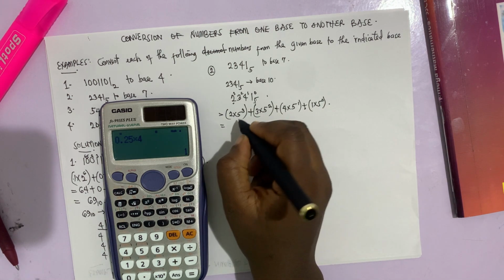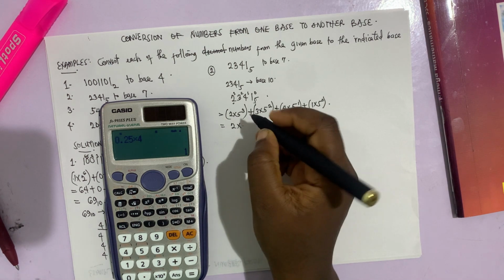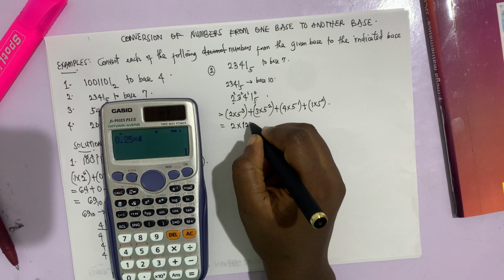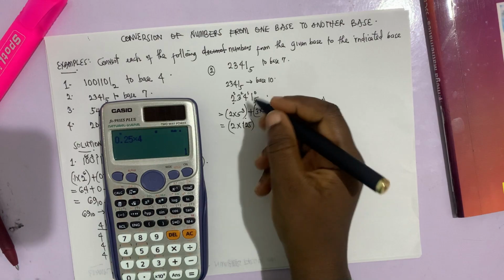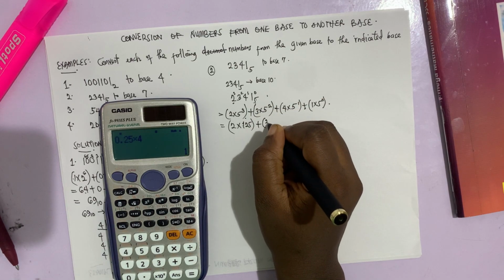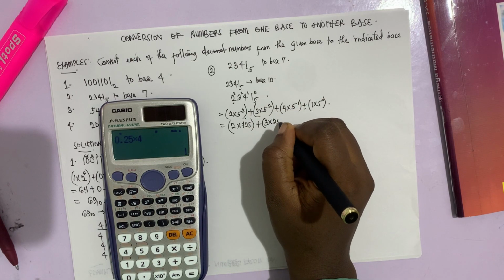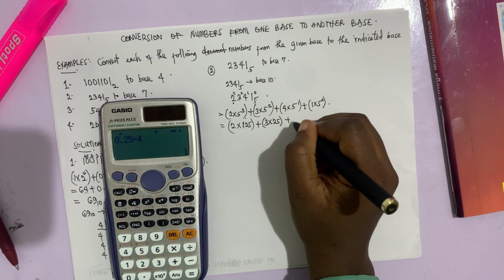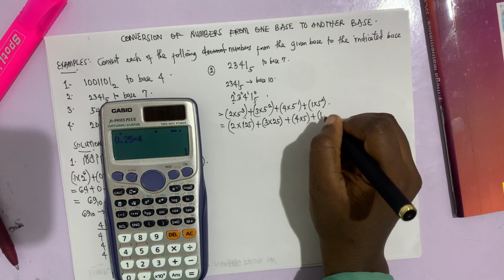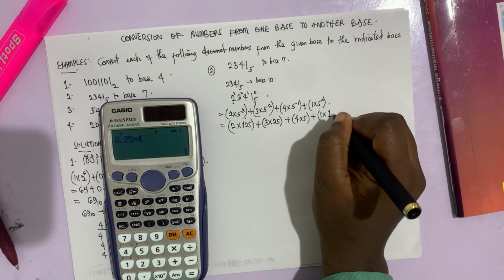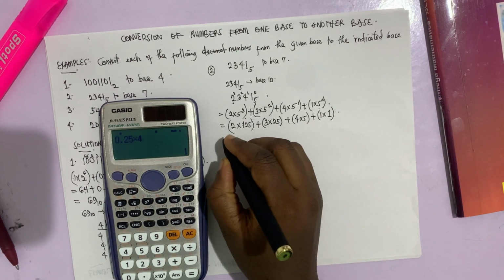So this becomes 2 times 5 raised to the power 3 will give us 125. That is 5 times 5 times 5, not 5 times 3. Plus 3 times 5 raised to the power 2 will give us 25. That's 5 times 5, 25. And this will still give us 5. Now this will be 1 times 5 raised to the power 0 is 1. Anything raised to the power 0 is 1.